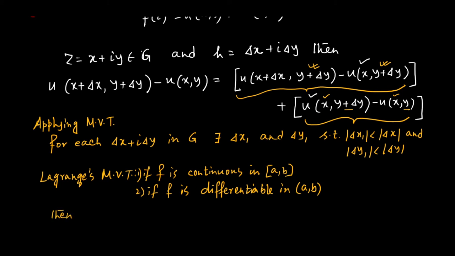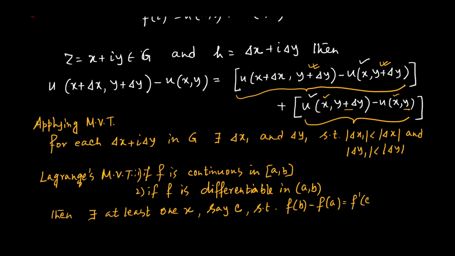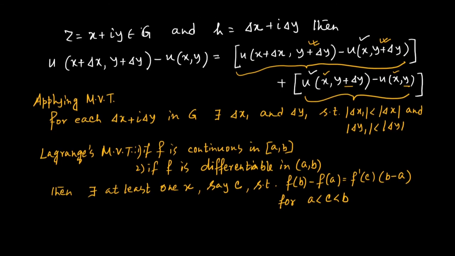Then there exists, this is important, try to understand, at least one x, say that x is c, such that f(b) minus f(a) will be equal to f prime(c) into (b minus a). Now, what is this c? This c will be such that a is less than c less than b. That means c lies in this open interval (a, b). So this is what we know by Lagrange's mean value theorem.